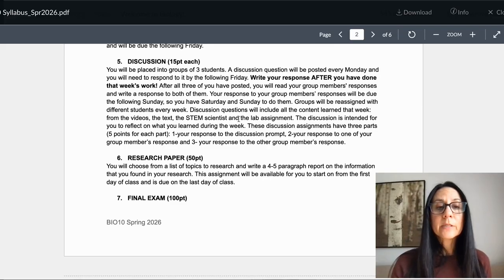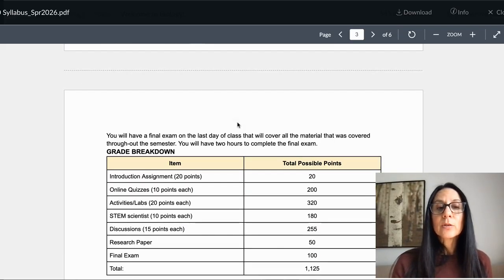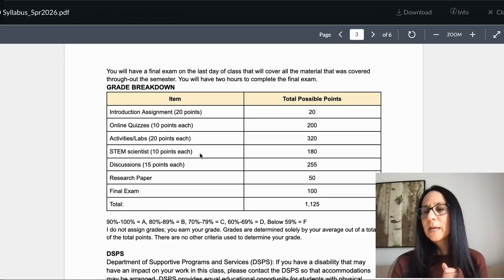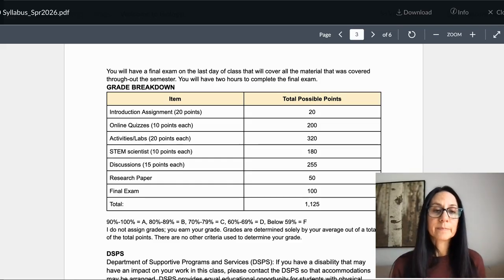Okay, so this is the grade breakdown. And so these are just all the assignments I just went over. So your introduction assignment is worth 20 points, and that's just a one-time thing, first week. Then you have online quizzes, and there are 20 of them. That's going to be 200 points. Then you have labs and activities, 20 points each. You have one per week, so there's 18 of those. And then you have some of these get to know a scientist assignments. They're not every week. They're just here and there. Okay. Every 1 to 2 weeks.